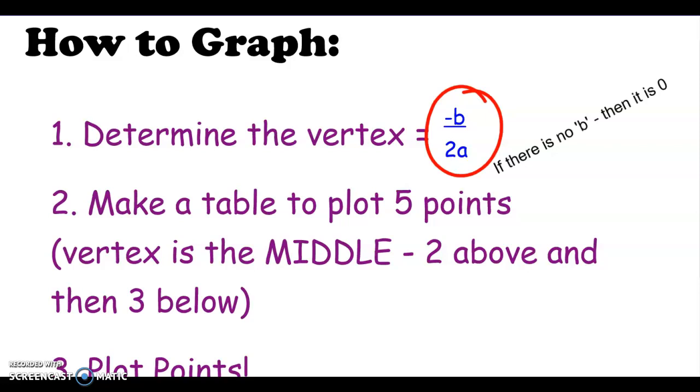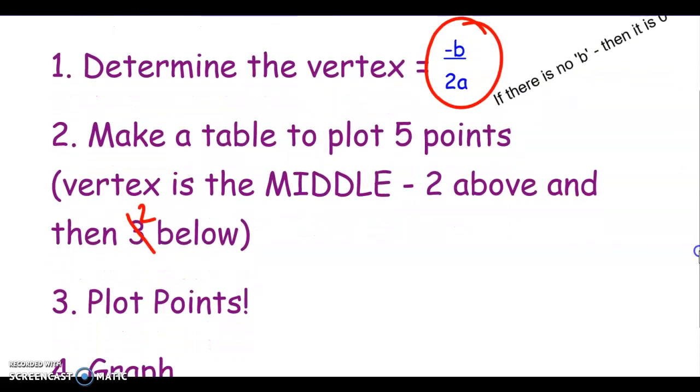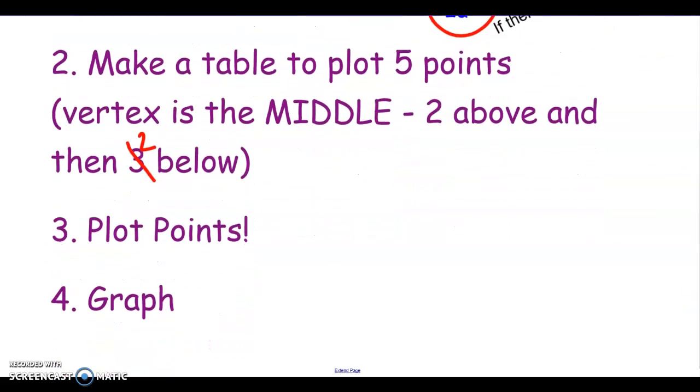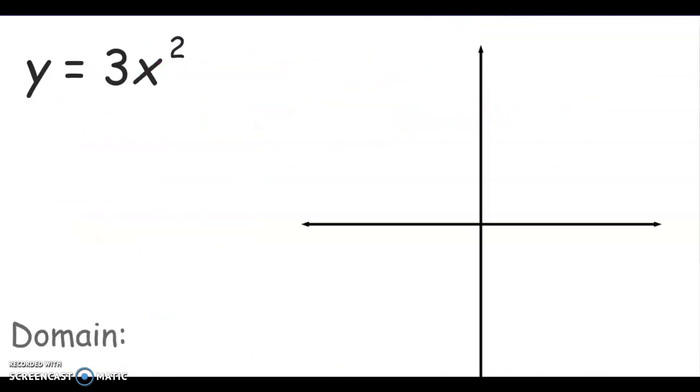Then we're going to make a table like we have before. We're going to plot 5 points. So the vertex is the middle number. Then we're going to do 2 numbers above it, and that should actually be 2 below. 2 numbers above and then 2 numbers below. So this vertex, the opposite of b over 2a, that's where we're going to start, and we're going to do 2 numbers above, 2 numbers below, and then we just plot the points and graph it. Sounds fairly simple.